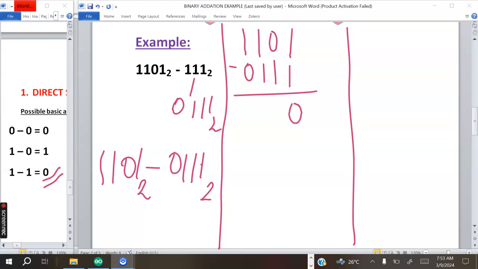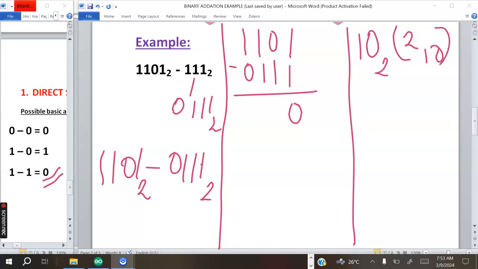We have 0 minus 1. Remember, 0 is less than 1. Therefore, we will borrow 1 from the immediate left value. So you will borrow this one, this part, so that after we borrow 1, we will have 10 base 2, which is the same as 2 in base 10.